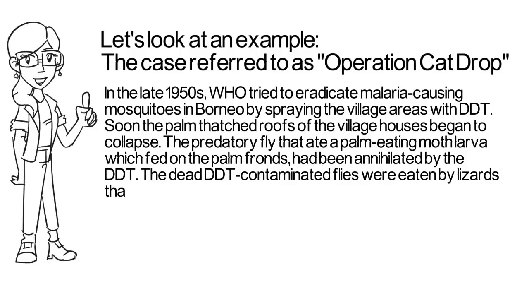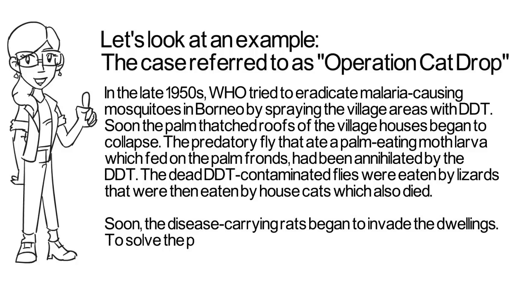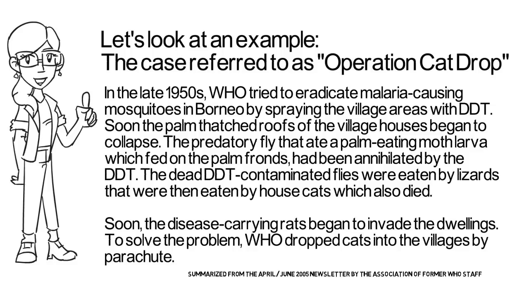The dead DDT-contaminated flies were eaten by lizards that were then eaten by house cats, which also died. Soon, the disease-carrying rats began to invade the dwellings. To solve the problem, the World Health Organization dropped cats into the villages by parachute.